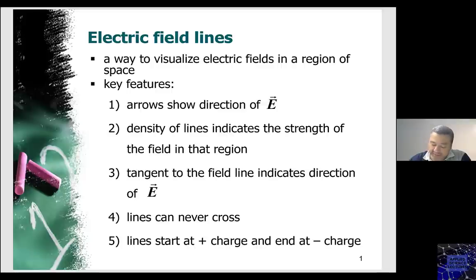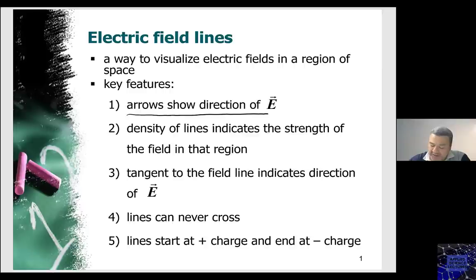Those lines are basically a way to visualize the electric field in the region. As I said, they have arrows that point to the direction. Also, the density of those lines represents the strength of this electric field in the region. In some areas, for example a region close to the charge, and we have seen that the electric field is inversely proportional to the distance squared, the lines will be denser. If the point is a bit further from the charge, then the density would be less, as we will see in the coming slide.